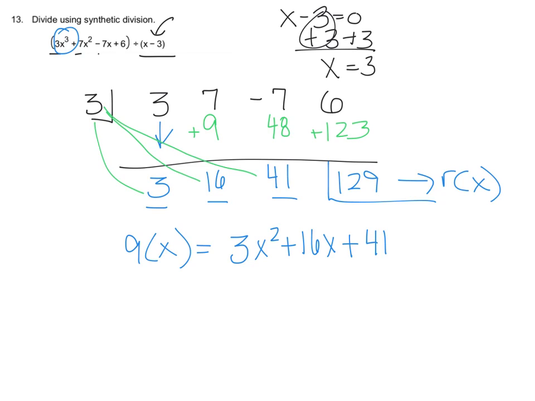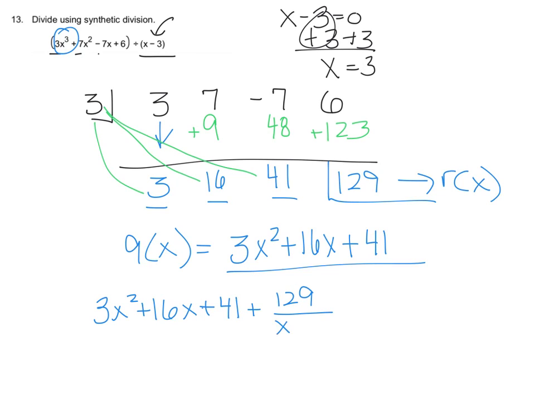Now we'll write our final answer. To do that, you just write your quotient, which is 3x squared plus 16x plus 41, and then you'll add the remainder, which is placed over the divisor. So our final answer is 3x squared plus 16x plus 41 plus 129 over x minus 3.